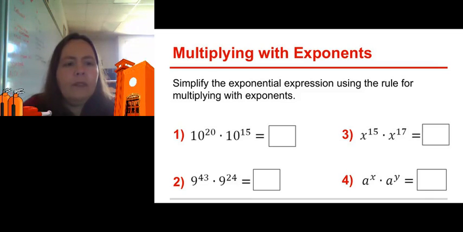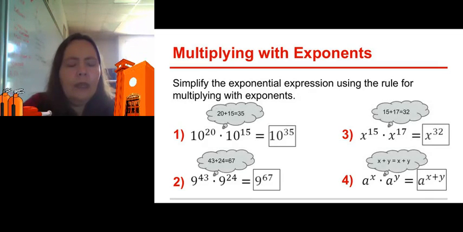In number 1, we have 10 to the 20th times 10 to the 15th. And what we're going to do with all of these is add those exponents. So we're going to think 20 plus 15 is 35. That gives us 10 to the 35th. In the second one, we've got 9 to the 43rd times 9 to the 24th. That gives us 43 plus 24 is 67. So we have 9 to the 67th power.